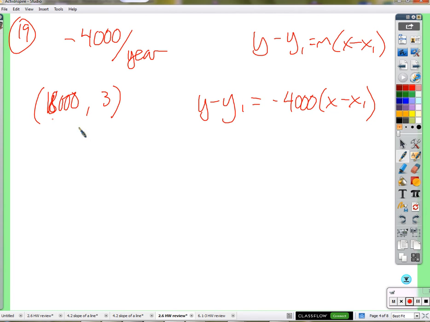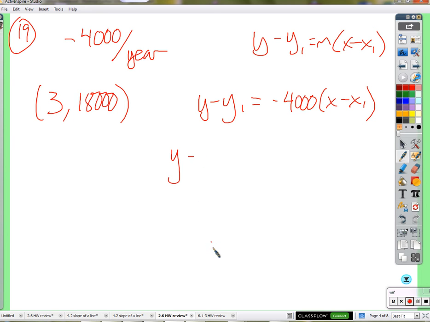You gotta think of input and output. Am I going to input how much it's worth into this function? No. Or am I going to input how many years it's been? How many years. Right. So we just want to switch it. Does it really matter? Yes, it really does. 3, 18,000, okay? Because x represents how much time has gone by, and y represents how much money the car is worth. Right. So, now that I have that, I have a data point.